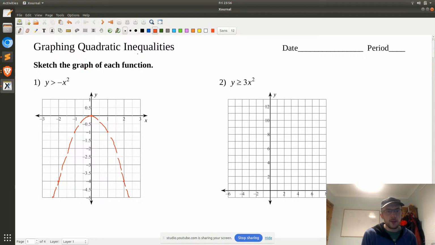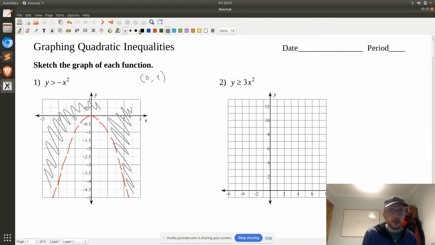Okay, and now to check what side of the parabola to actually shade in. I believe it's this side. That's just my gut talking, but I've always got to do the test. So what do I test? Well, I test with 0, 1, because the x value is 0 and the y value is 1. It's so easy to check. You plug in 0 where x is, you plug in 1 where y is, and you see if it's true. Is 1 greater than 0? It is indeed. Beautiful. Okay.